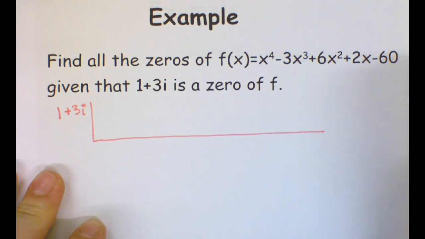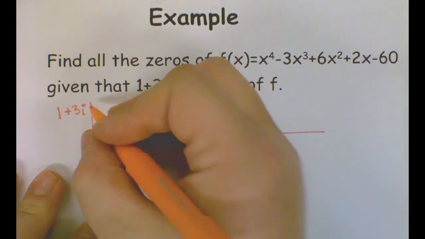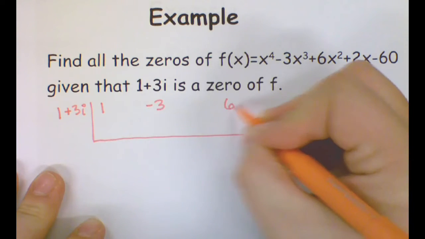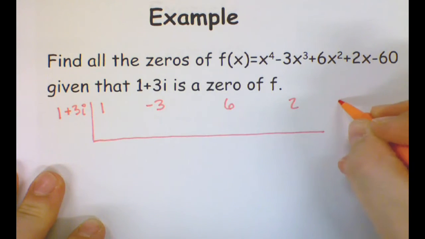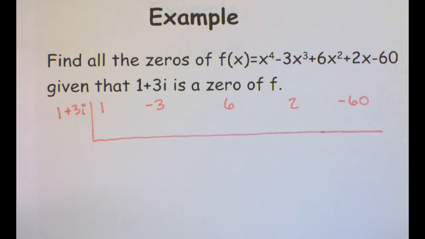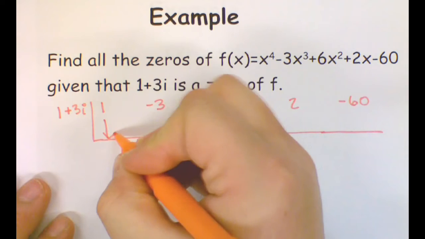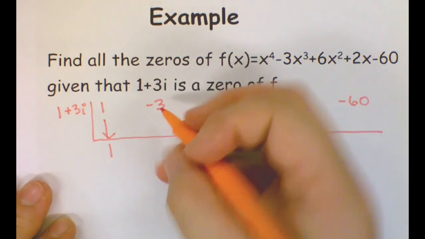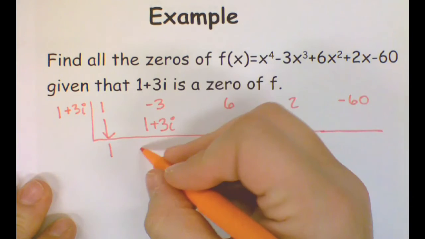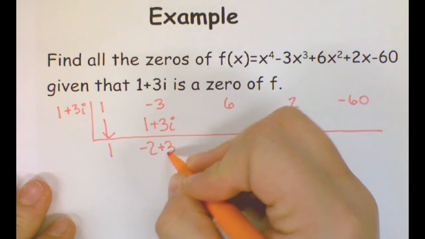And I like to give myself a little extra space when I'm using imaginary numbers here. So I have 1, negative 3, 6, 2, and negative 60. This problem will require a bit of scratch work. So first step, bring down the 1. Multiply 1 plus 3i. Add, I get negative 2 plus 3i.